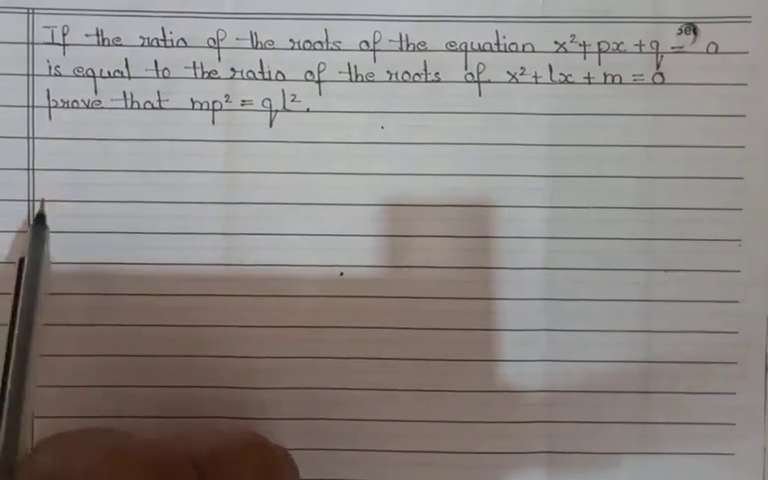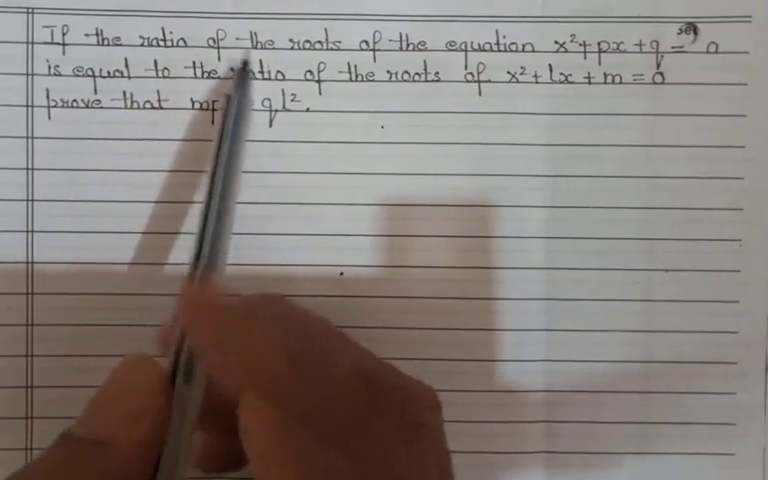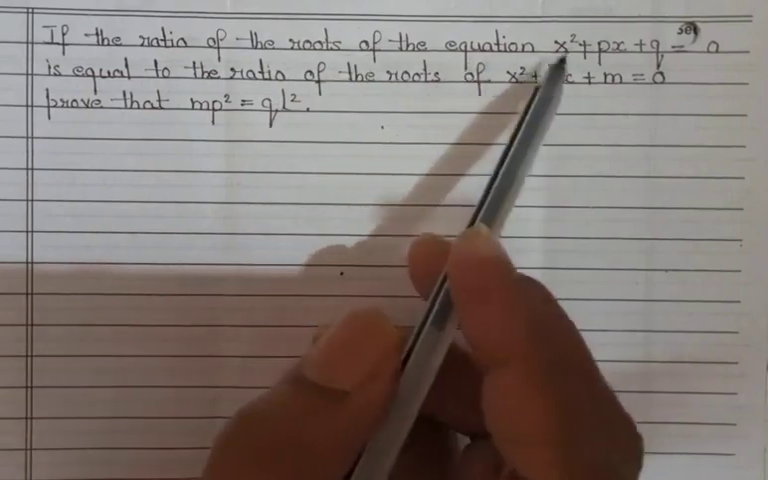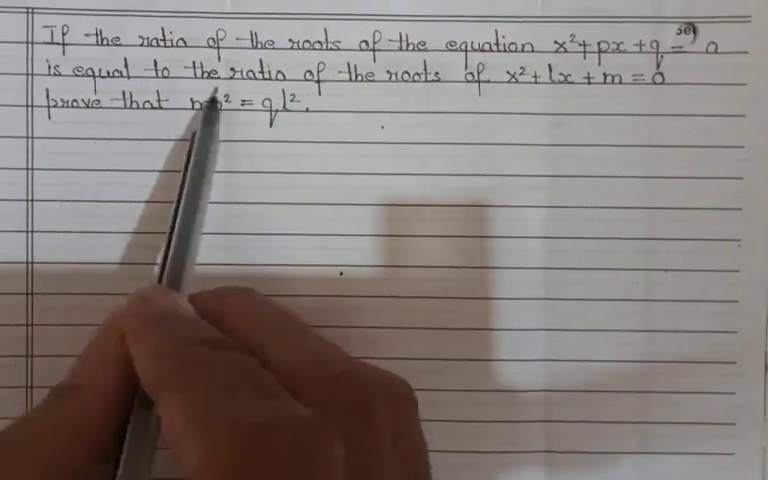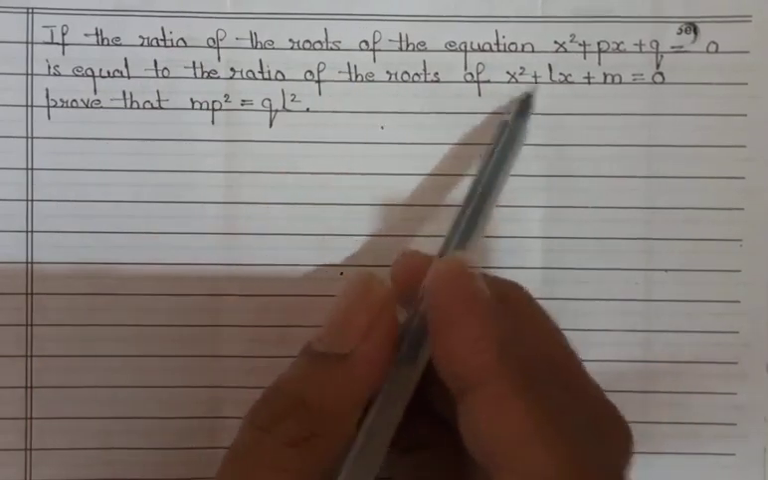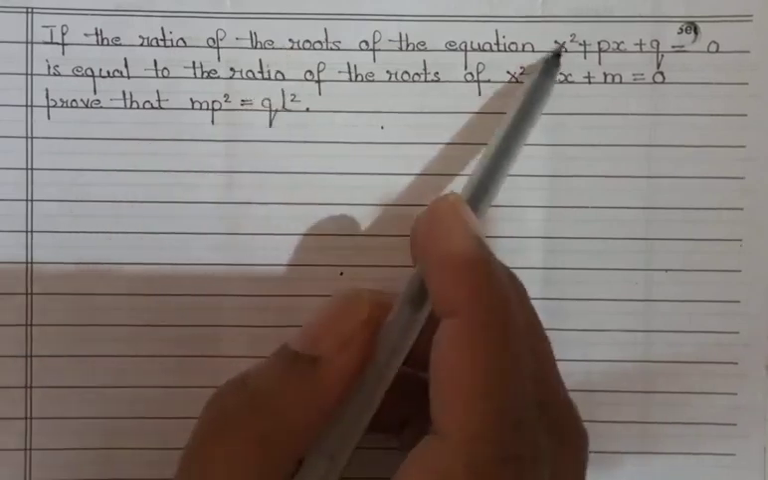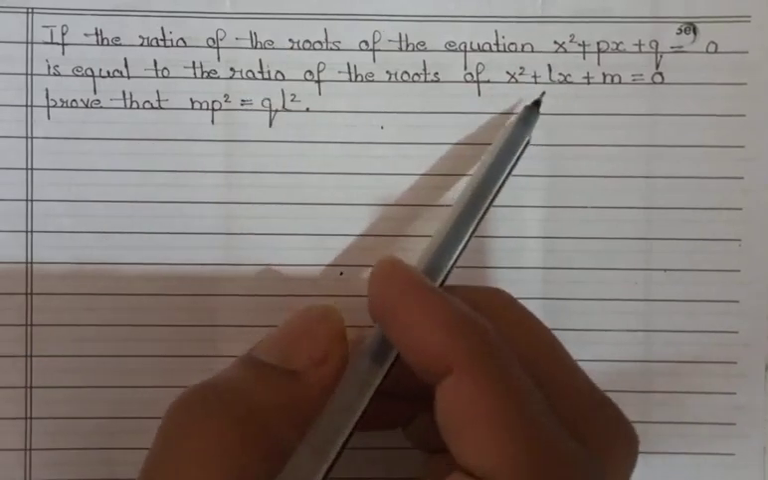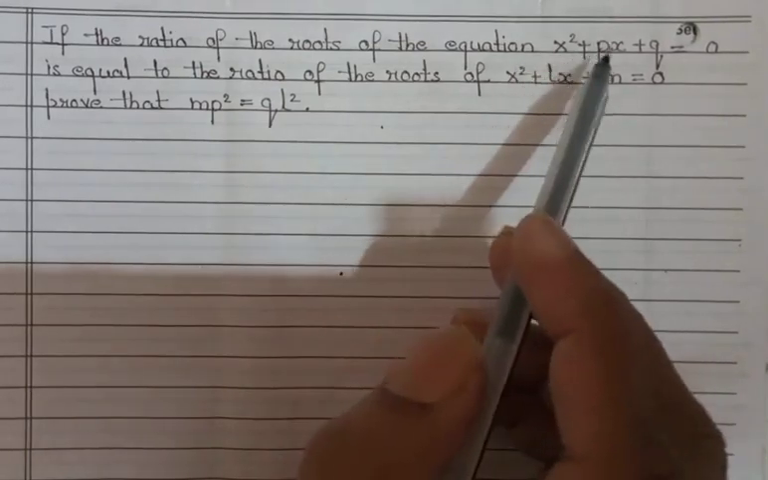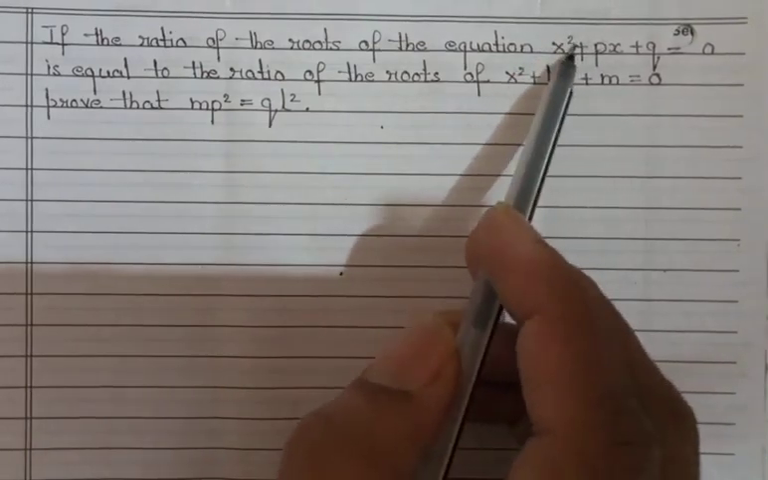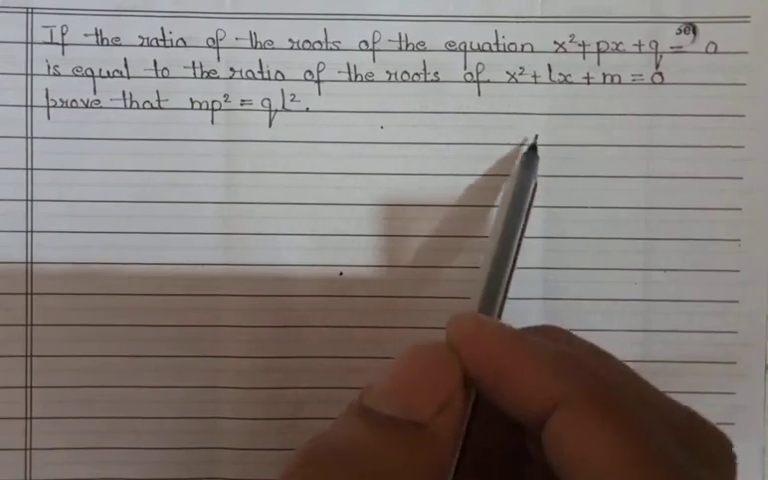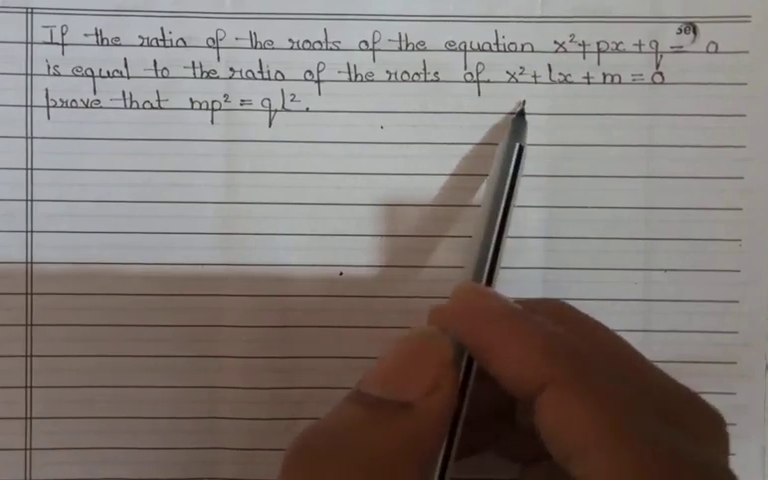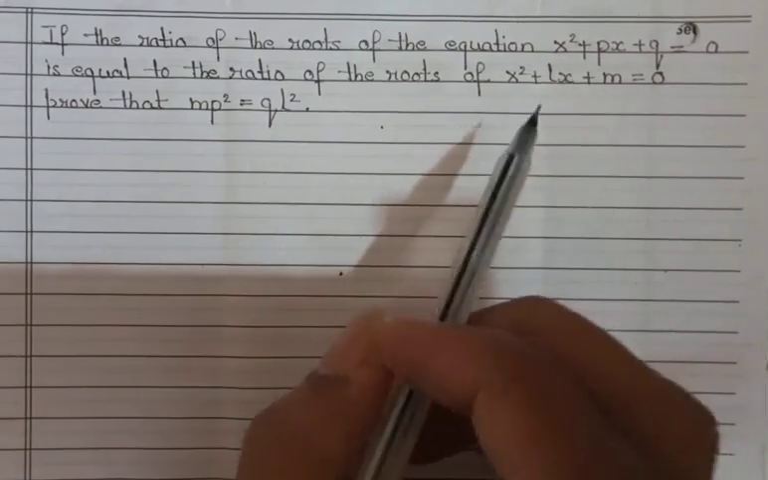Now the question says, if the ratio of the roots of the equation is equal to the ratio of the roots of the other equation. So we have been given two equations, and the relation is that the ratio of the roots of the first equation is equal to the ratio of the roots of the second equation.